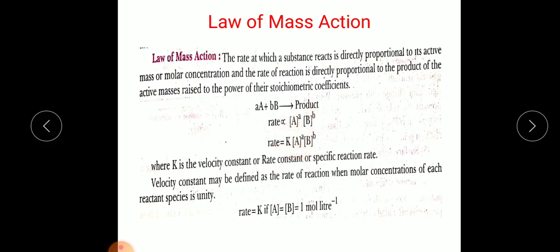Over here k is known as the velocity constant, or rate constant, or also a specific reaction rate. Okay. Now this rate constant is defined as the rate of reaction when the molar concentration of each of the reactant species is unity. So when you take the concentration of A and B as 1, that means when the molar concentration of the reactant is 1, at that time the rate will be equal to this rate constant.